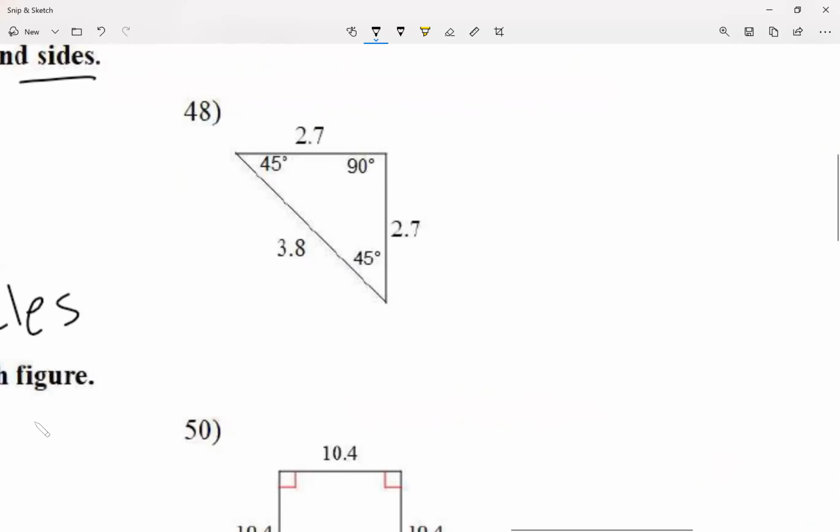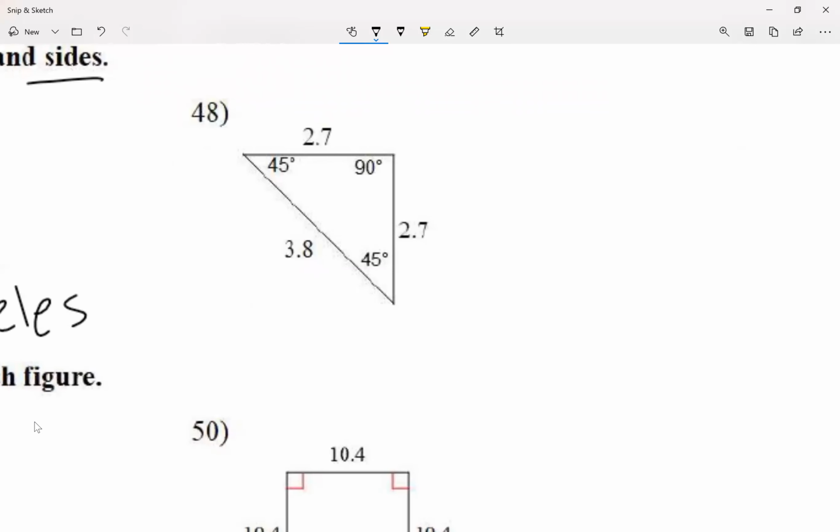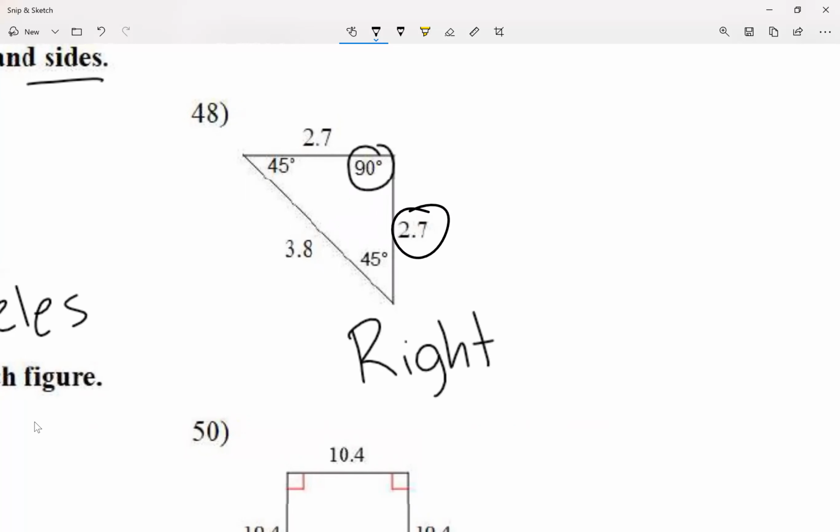Looking at number 48, the biggest angle that I see is 90 degrees. 90 degrees sometimes is represented as a number, like in this case. Sometimes it's represented as a box, a red box. So 90 degrees, we call that a right angle. Now, when it comes to sides, again, I see two sides are equal. So I'm going to call this isosceles.